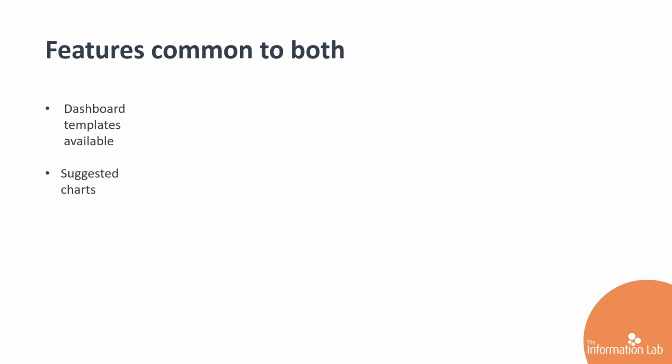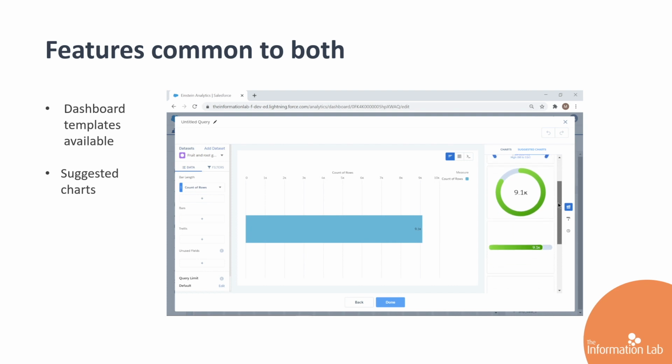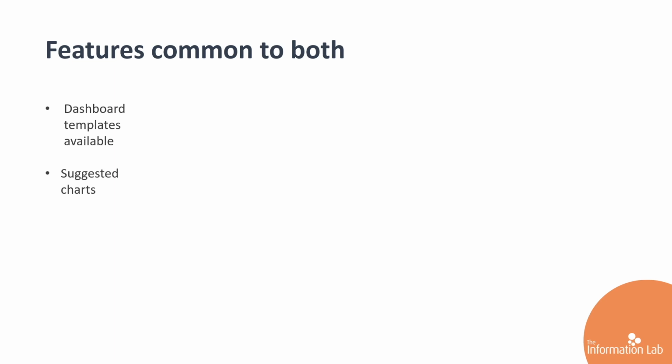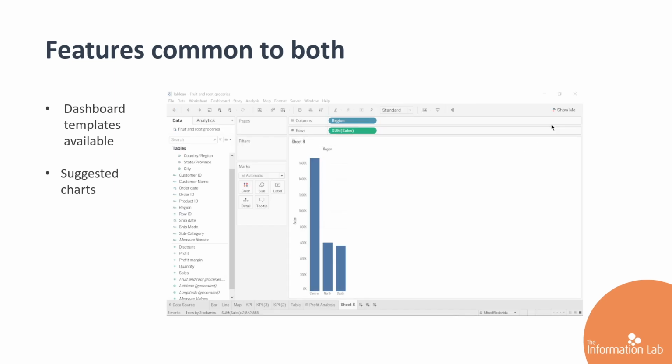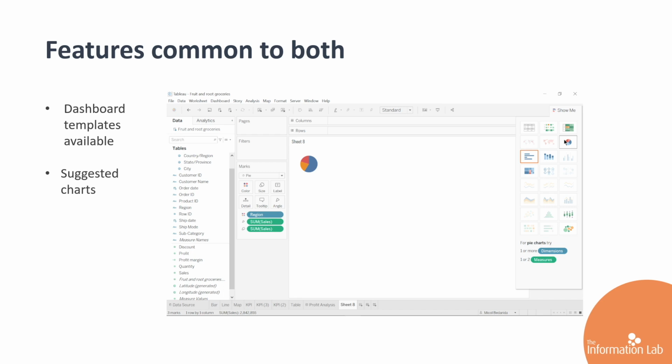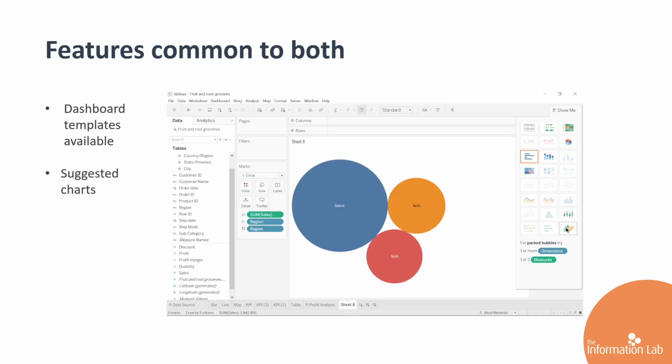As we saw earlier, Einstein offers many different chart types to choose from, but so does Tableau. On the top right corner of your Tableau desktop, you will find a Show Me button, where Tableau will suggest the appropriate chart types for the given dimensions and measures currently in the view.